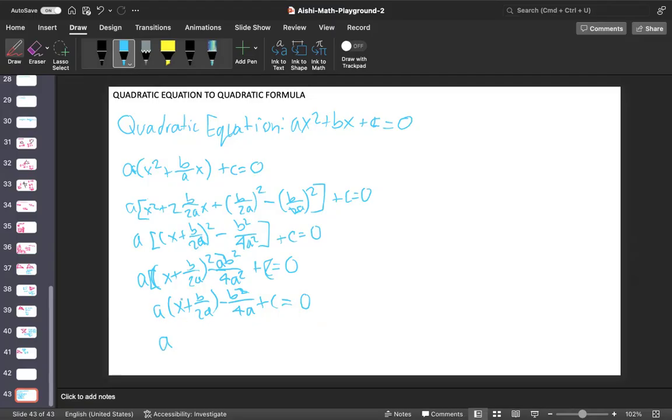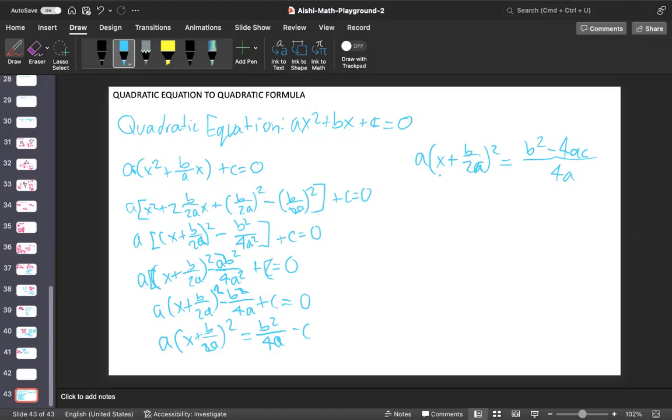So now to just keep the a times x plus b by 2a squared on the left side, we can do this. So we have a times x plus b by 2a squared is equal to b squared divided by 4a minus c. I'm just going to move up here. Okay, so now let's simplify the right side. We have a times x plus b by 2a squared is equal to b squared minus 4ac divided by 4a.